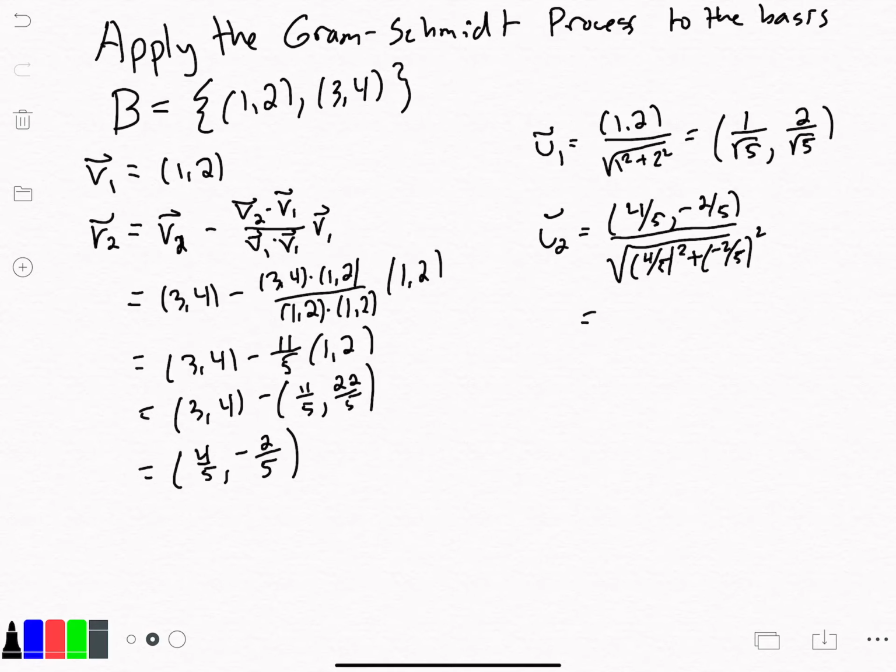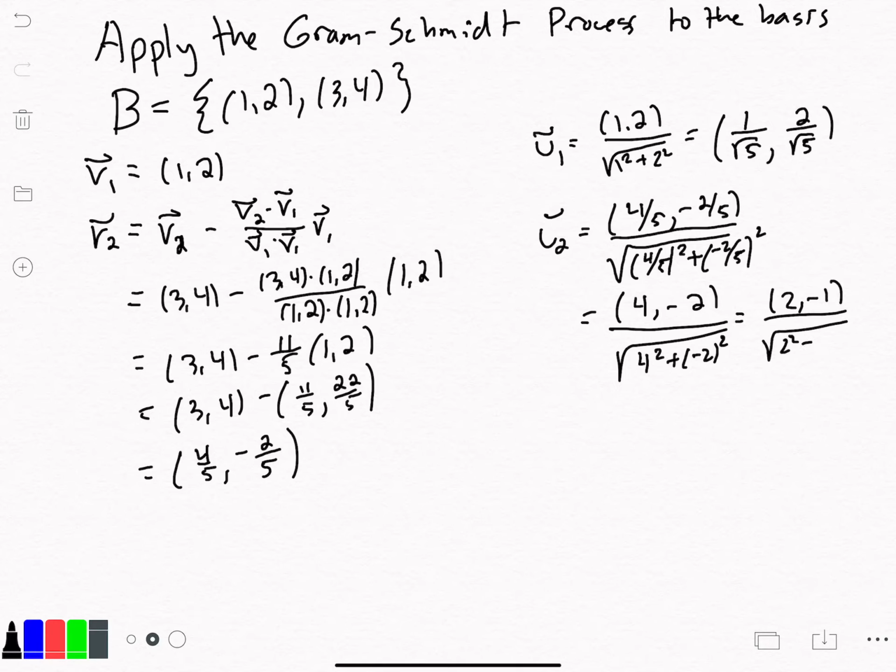So what I can do is, instead of just leaving it in fraction form, I could just multiply by the 5, clear out the fractions. Or, since I see a factor of 2, I can divide inside by 2. And notice that the end result that I'm going to get is going to be the same no matter what: 2 over root 5, negative 1 over root 5. So you can kind of play around with clearing out fractions and dividing out common factors on these anytime you want to, and it's still not going to affect the process.